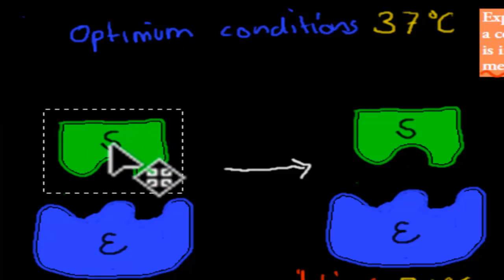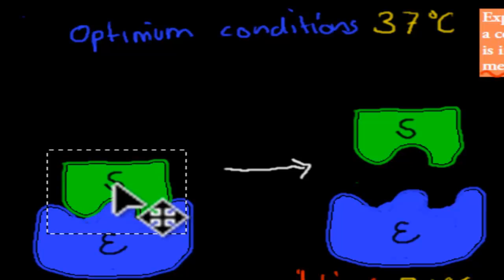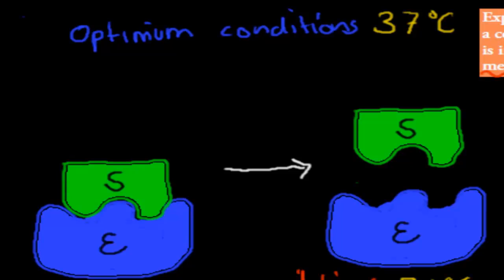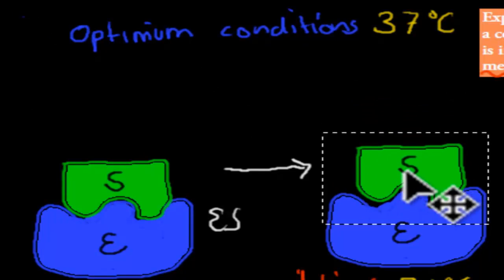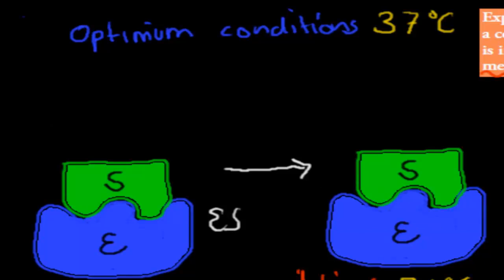This is in our optimum conditions, so everything is perfect. And you can see the enzyme shape is a perfect fit. It fits really well. So first, we have that enzyme-substrate complex right here. And then what will happen is, quite quickly, it will break down because it's a perfect fit. It can break down into two products.